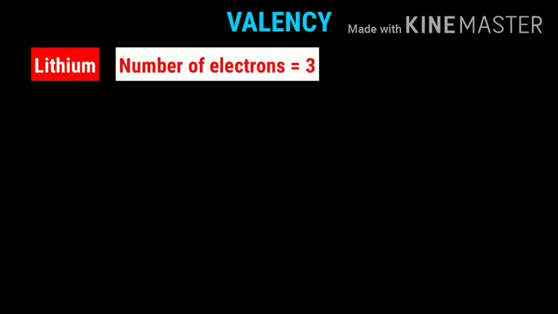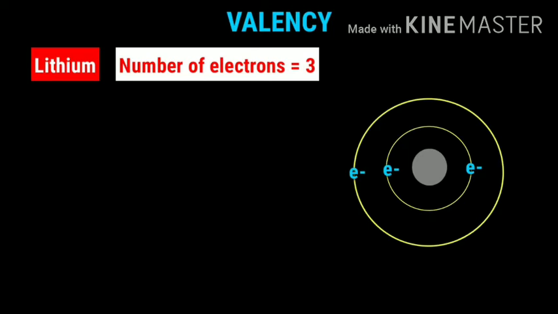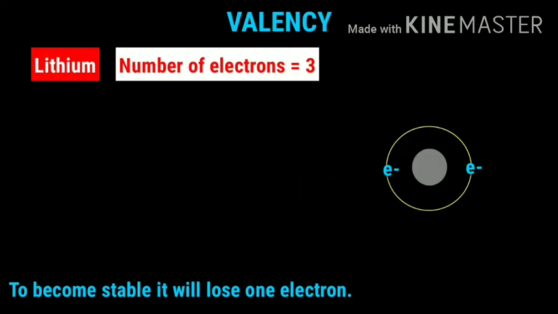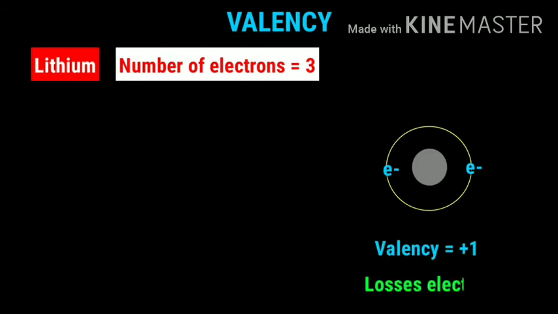Now, same way we can take one more example, lithium. Atomic number of lithium is 3, that is, number of electrons is 3. In the first orbit it has 2 electrons and in the second orbit it has only 1 electron. Now, it cannot complete the octet rule. Which rule will it complete? Duplet rule. So this 1 electron which is in the second orbit will be lost, and to become stable it will lose this electron and then it will be stable. If it has lost an electron, its positive charge is more, so its valency will be +1.